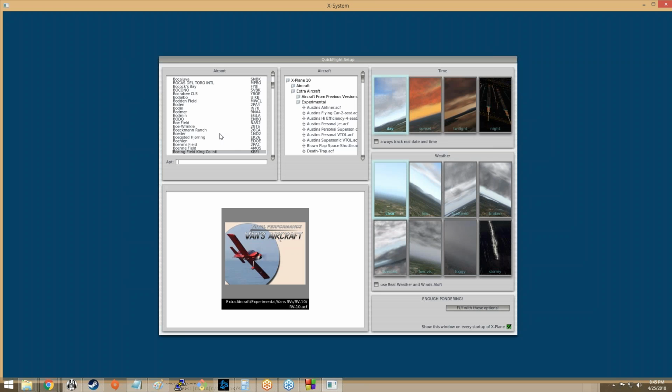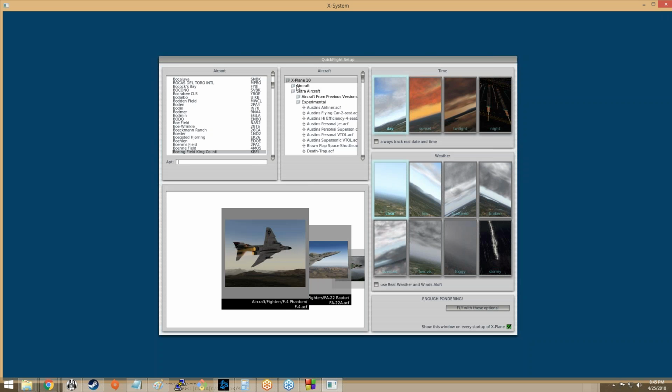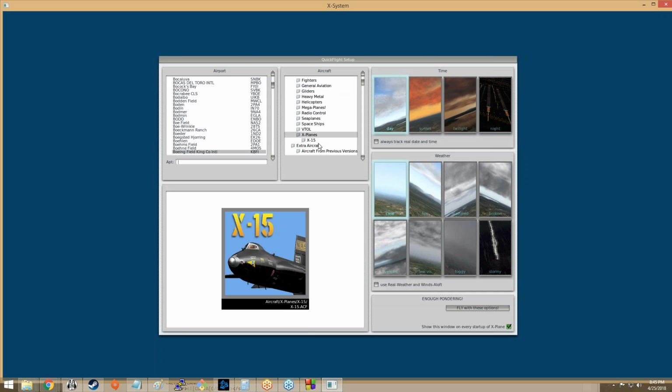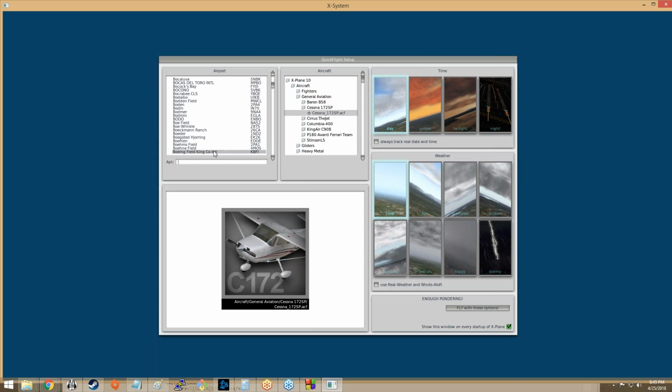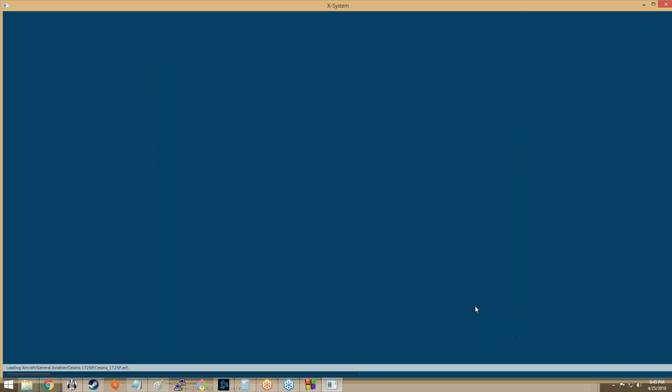All right, so we'll do our basic Cessna. General aviation. There we go. Cessna 172 SP, and it's going to be KSEA Seattle-Tacoma. Day and clear. I'm going to hit fly with these options and let it load. These are just the default options that we've used for all of our experimental flying in the past, provided we haven't been designing a plane and trying to fly that one.